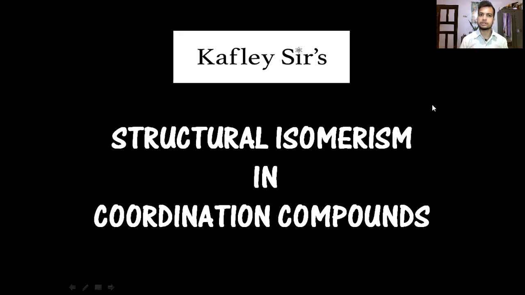When they have different structural arrangement but have the same chemical formula, we call them structural isomerism. But when they have the same chemical formula but different arrangement in space, that is what we call stereoisomerism, or sometimes known as space isomerism.